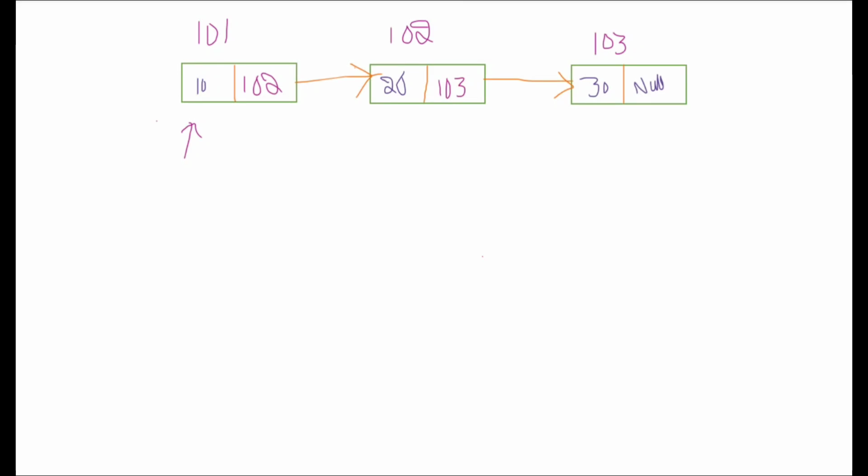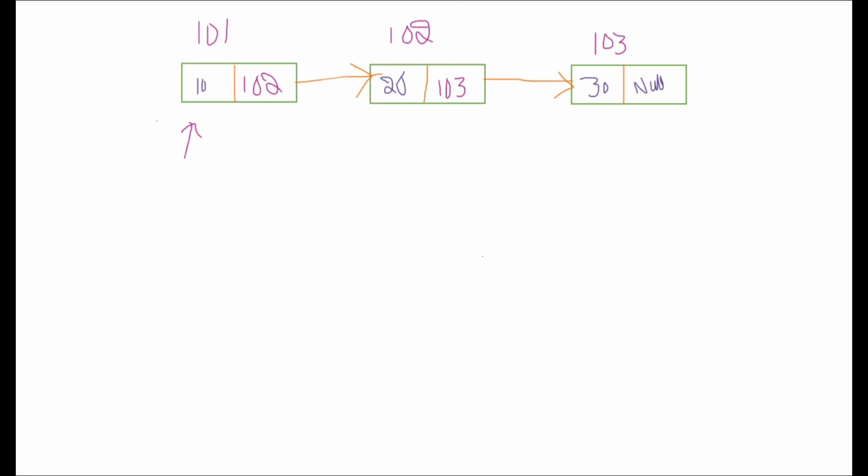In this tutorial, we will learn how to insert a new node at the end of the linked list. First, we need to create a node with the given data. Next, traverse the list to the end of the linked list. Next, create a new node with the given data.